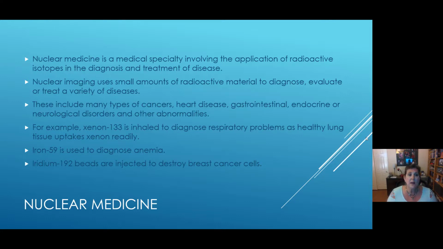As an example, xenon-133, that's the mass, is inhaled to go into your lungs to diagnose respiratory problems. So healthy lungs uptake xenon readily, but bad tissue in the lungs won't. So we can take an image of that and see which part of your lungs are healthy and which are not. Another example, iron-59 is used to diagnose anemia. And another one, iridium-192 beads are injected to destroy breast cancer cells. So there's many different ways we can use nuclear isotopes in medicine.